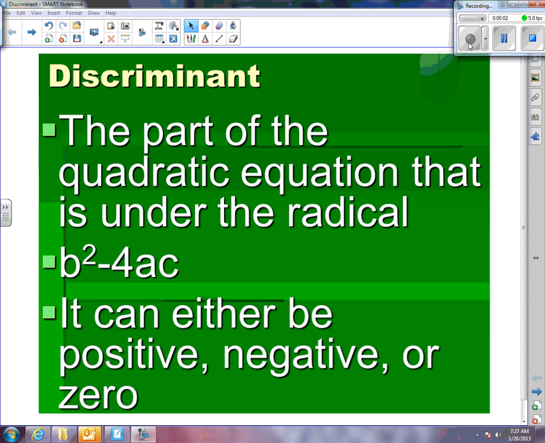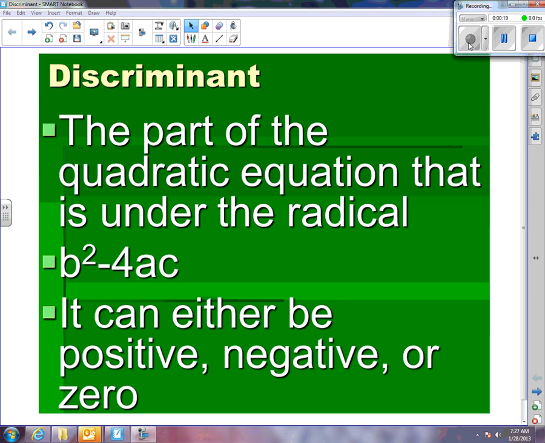Today we're going to be doing some work with the discriminant. Now the discriminant is just the part of the quadratic equation that is under the radical. So it's just the b squared minus 4ac. And based upon the sign of the discriminant, you can tell things about the solutions to the quadratic equation.